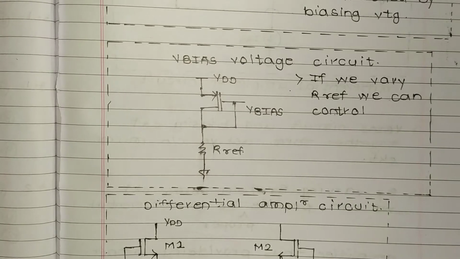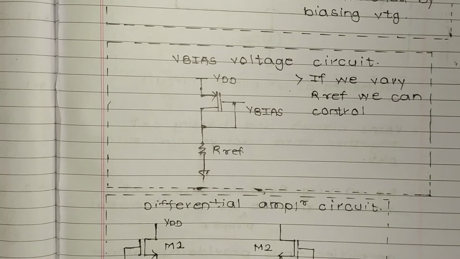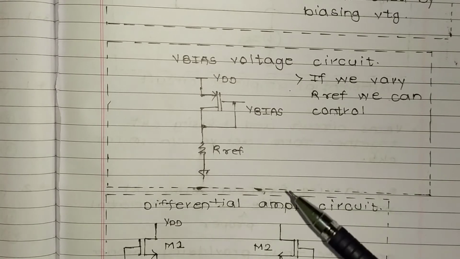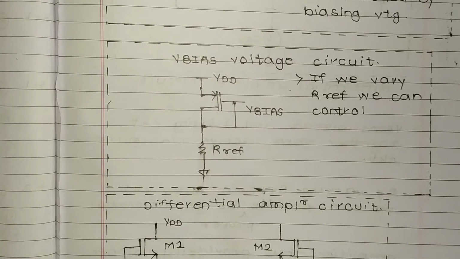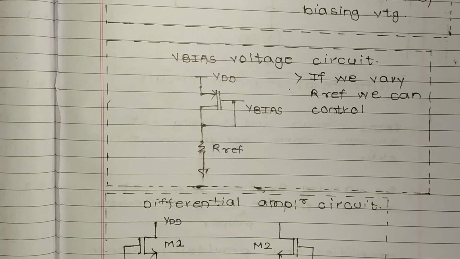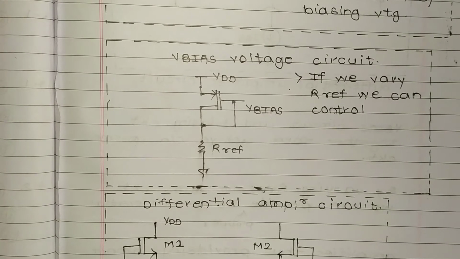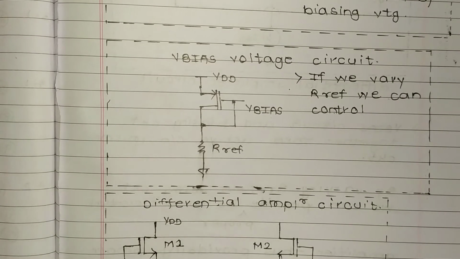These two circuits, the first being the biasing circuit and the second the V bias circuit, are both connected with each other. Together they form a current mirror circuit, an active current mirror circuit. They are used for biasing various circuits like the differential amplifier circuit. So we will discuss the differential amplifier circuit now, and after that we will discuss the overall connections of all circuits.